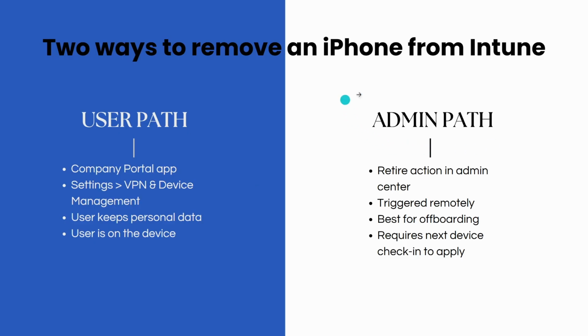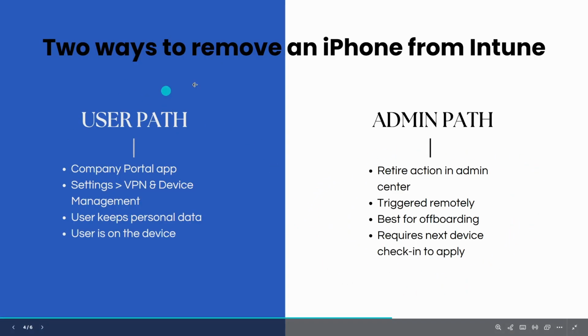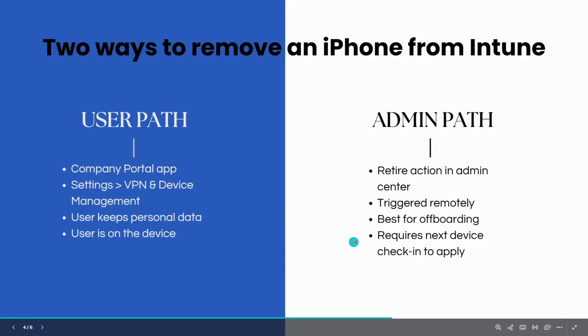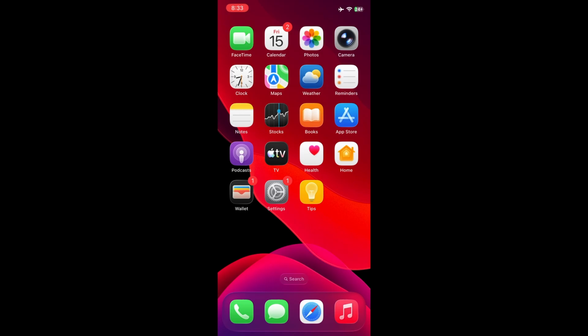The second is the admin path. Over here, the retire action must be triggered from the Intune admin center, and this trigger is performed remotely. So the next time the device checks in, the device is removed from Microsoft Intune. Do note that both these actions do the same thing. This one is done by the user themselves, and this one is done by the admin of the company. And this is best for offboarding a user from Microsoft Intune. Now let's go ahead and see how to unenroll an iPhone from Microsoft Intune.